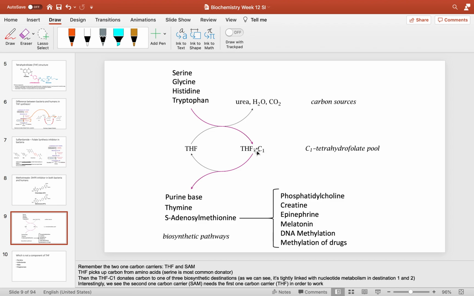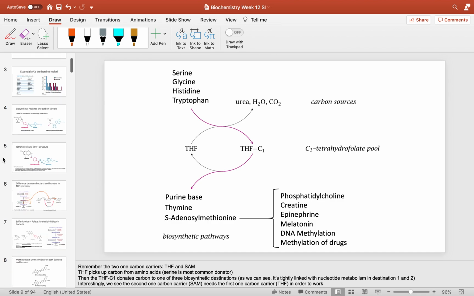So there are three main pathways that this can go towards. First, it can be used to make purine bases through the de novo purine synthesis pathway. Second, it can be used to make thymine, which is a deoxynucleotide. And third, it can be used to make S-adenosylmethionine, SAM.